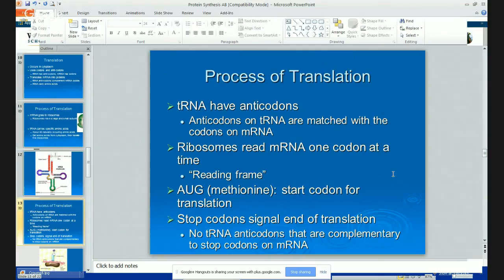So even though there's technically three codons in the ribosome, it's only reading one of them at a time. We call this the reading frame. Every single protein starts with this sequence right here, this AUG, which I said codes for methionine. So the AUG is what's on the messenger RNA. What's on the transfer RNA then is going to be UAC. That particular transfer RNA will always carry the amino acid methionine.